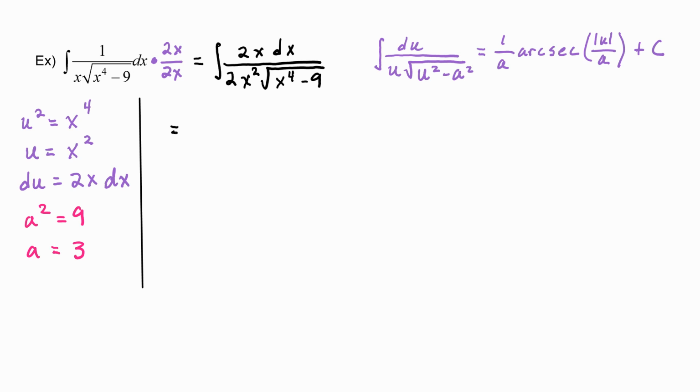Now here, let's start to do our substitutions. This numerator, 2x dx, we see can be replaced by du. Now in the denominator, we have x squared, which could go here and be replaced with u. We have the square root of x to the fourth minus 9, and we see that that can be replaced with u squared minus a squared.